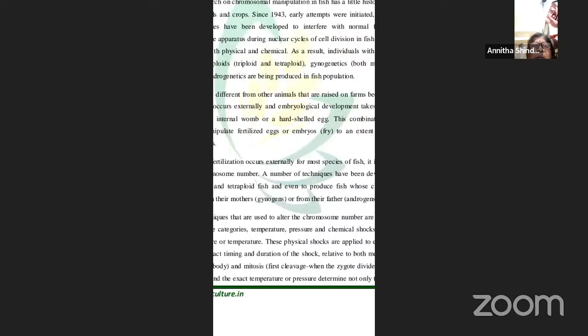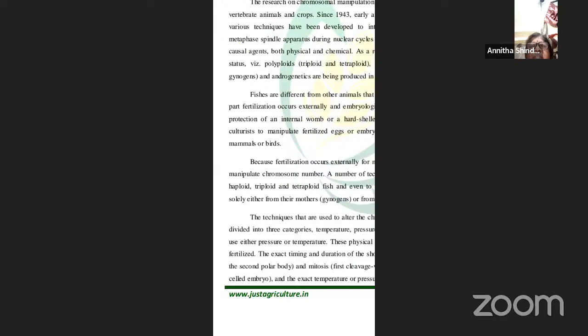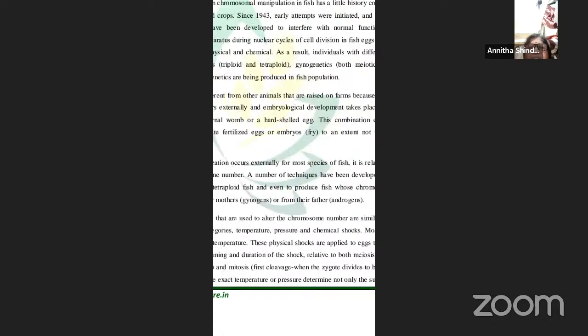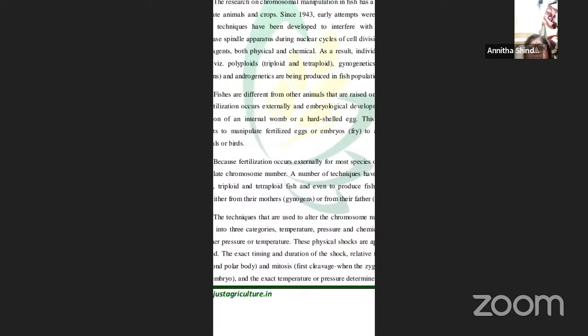So a number of techniques have been developed to produce haploid fishes, diploid fishes, as well as tetraploid fishes, and even to produce fish whose chromosomes will be either from their mothers, that is gynogens, or from their fathers, that is androgens. So gynogens and androgens means if the whole chromosome or gene composition is coming from the mother, you call it a gynogen, and if it is coming from the father, you call it an androgen.